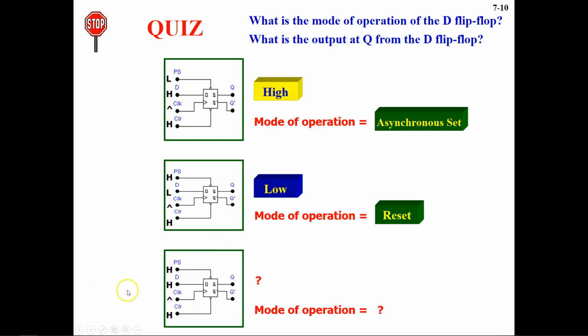And then we have a third mode of operation where preset and clear are both high, and then your clock is positive, and then your D is 1, which is high. You are giving high input, so your output is also going to be high, and your mode of operation is set here.